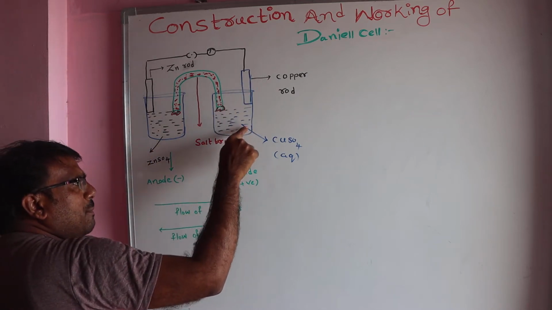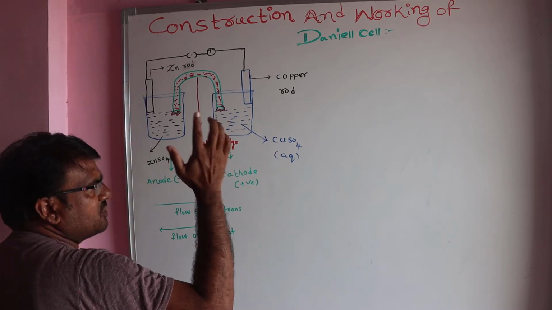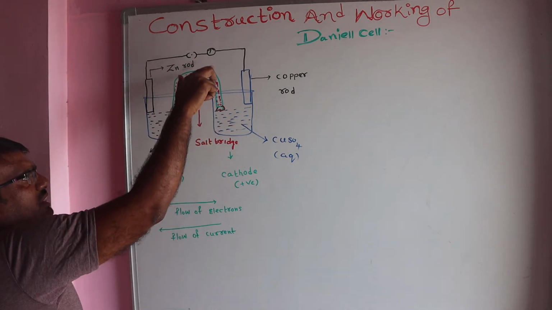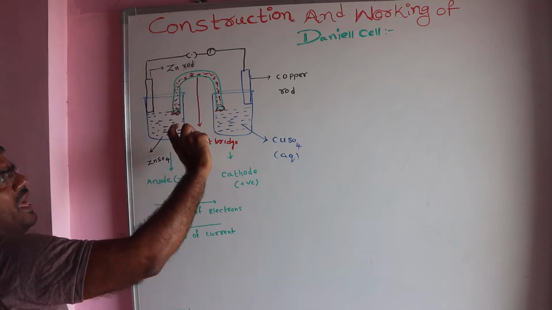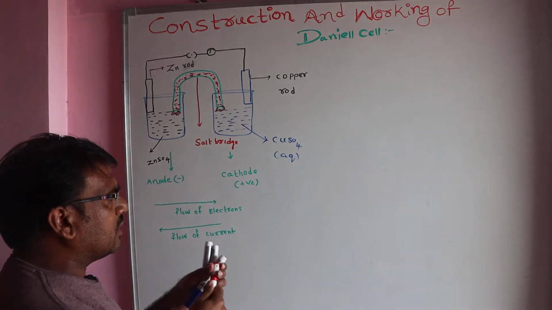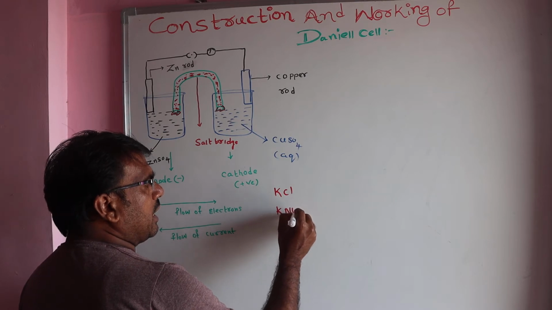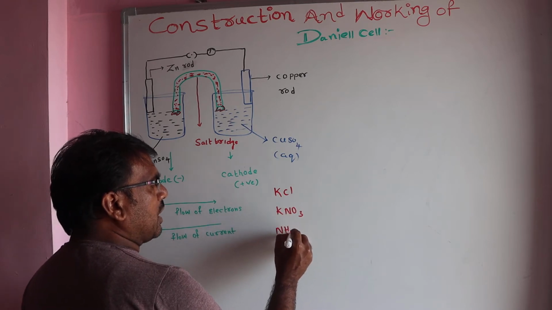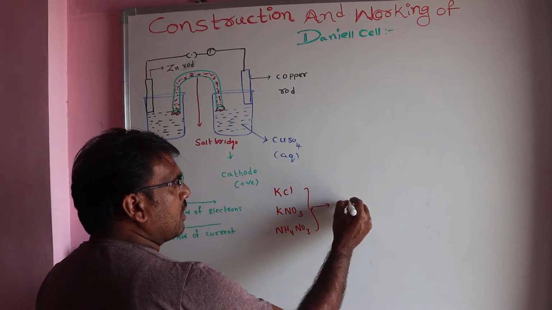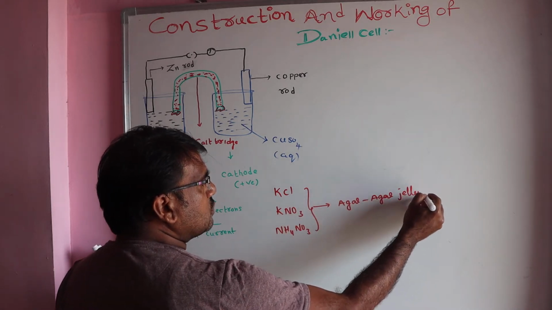A copper rod dipped in copper sulfate solution can act as a cathode, and it should be kept on the right side. Both ZnSO4 and CuSO4 solutions are connected with the help of an inverted U-shaped glass tube containing inert electrolytes like KCl, KNO3 and ammonium nitrate. This kind of inert electrolyte with agar-agar jelly-like substance is known as a salt bridge.